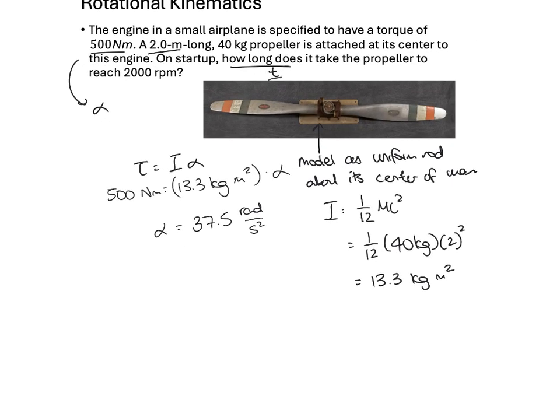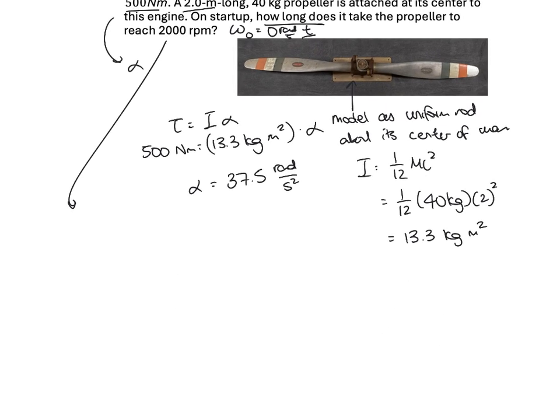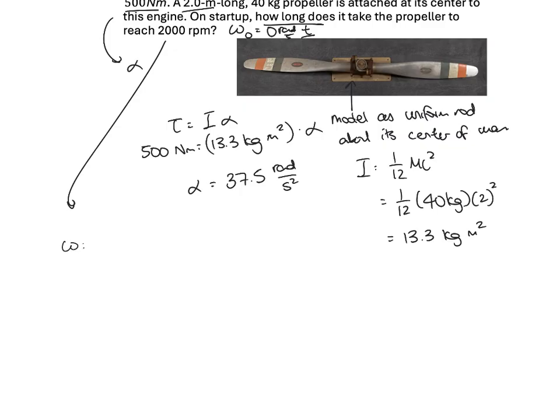I need the time. What do I know? At startup, the angular velocity is 0. And at the end, what we need to figure out is the angular velocity in radians per second. So I know that it is 2,000 revolutions per minute.